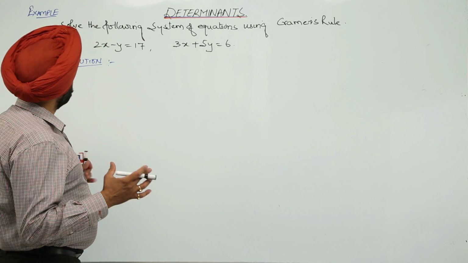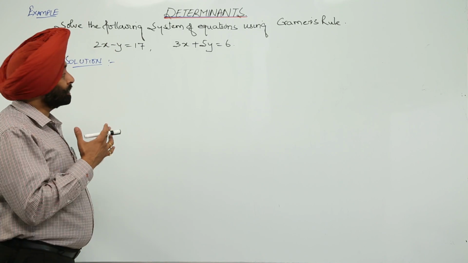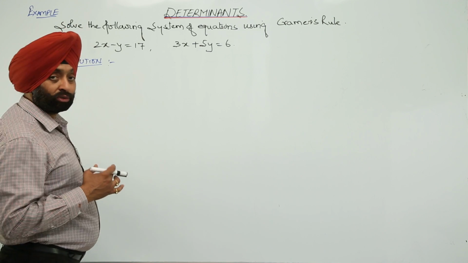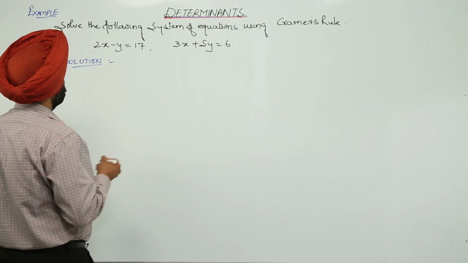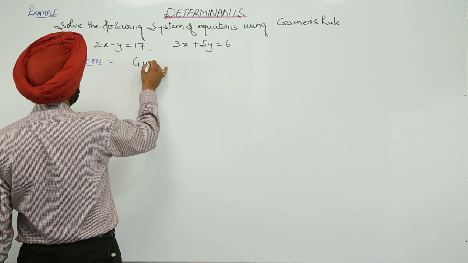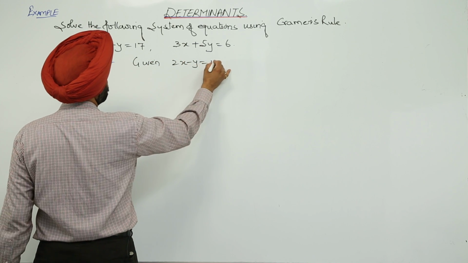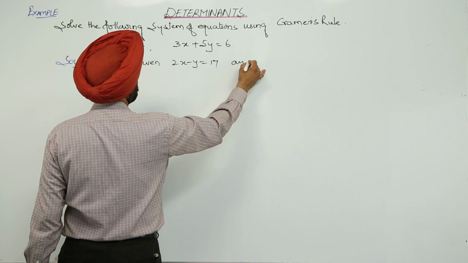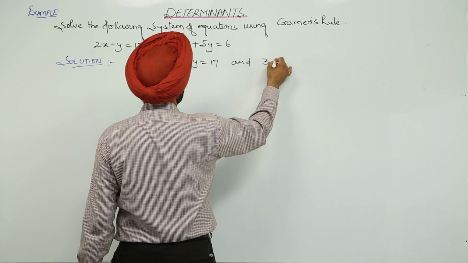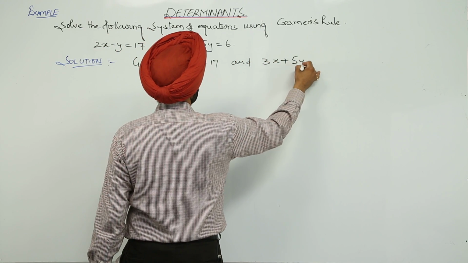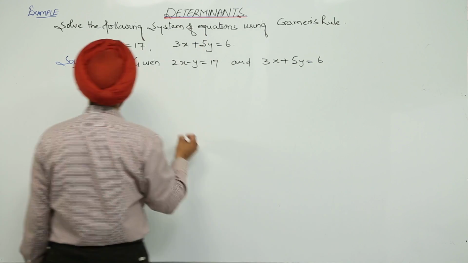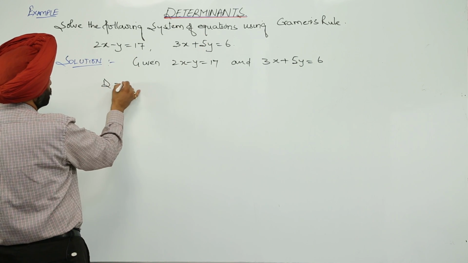Now a very simple example to solve the given system of equations using Cramer's rule. Given 2x minus y is equal to 17 and 3x plus 5y is equal to 6. So first thing is to evaluate D.